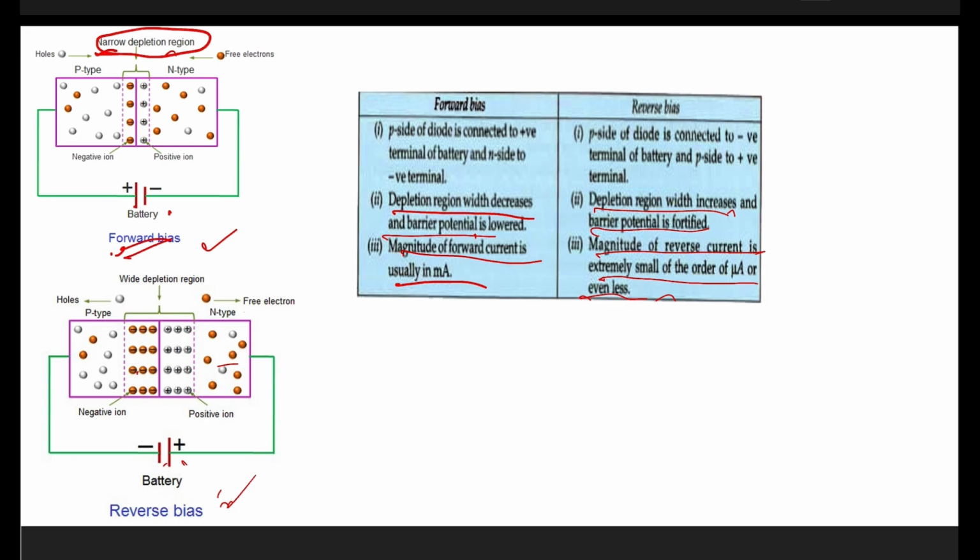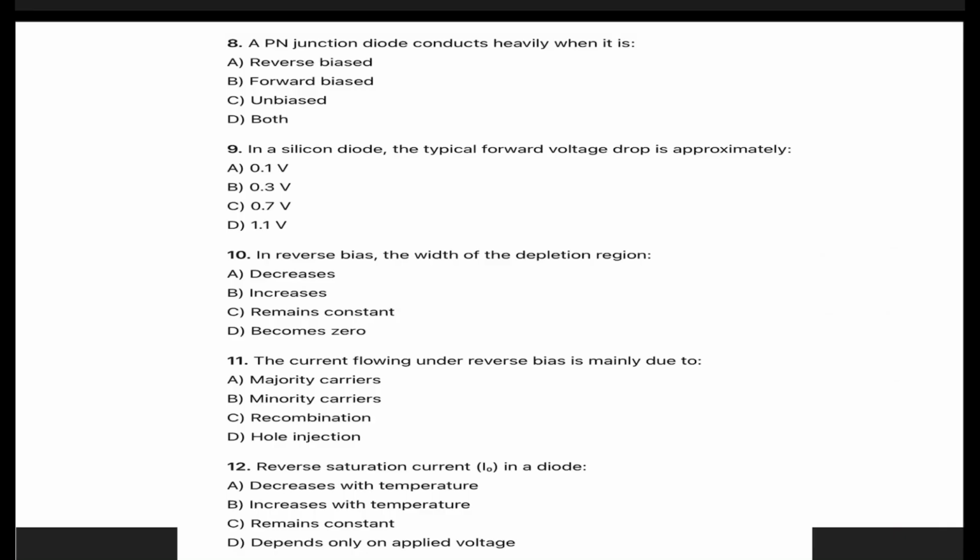So, this is the forward biased condition and this is the reverse biased condition. During the forward biased condition, there will be heavy flow of current, and in the reverse biased condition, the conduction will be very small. So the PN junction diode conducts heavily when it is forward biased. In the forward biased condition, it will reduce the barrier potential and also allow majority carriers to flow easily through the junction. Next question.